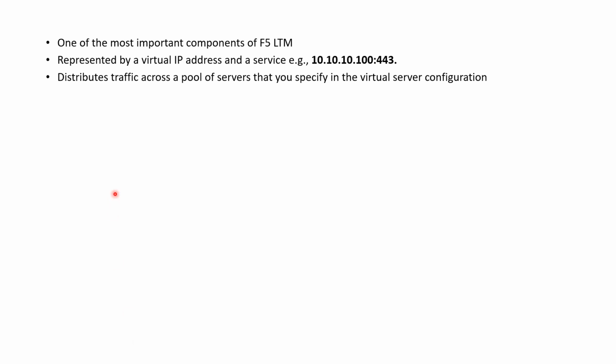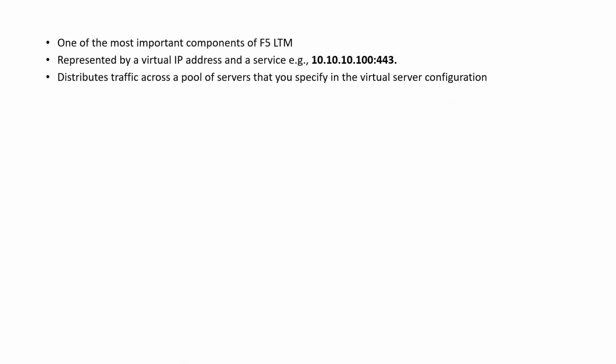Okay, so a VIP on an F5 is represented by an IP address and a service port. For example, 10.10.10.100:443, which is for HTTPS. So this represents a VIP. The combination of an IP along with a port makes up a VIP on an F5. It distributes traffic across a pool of servers that you specify in the virtual server configuration.